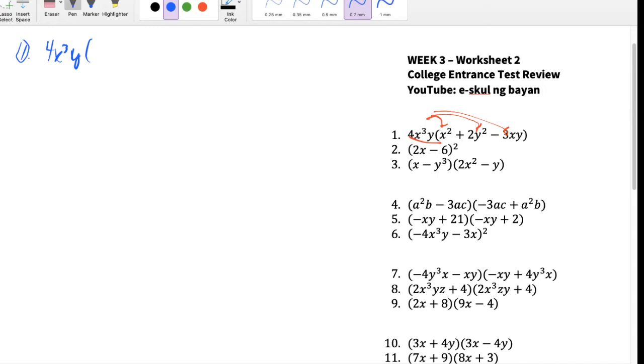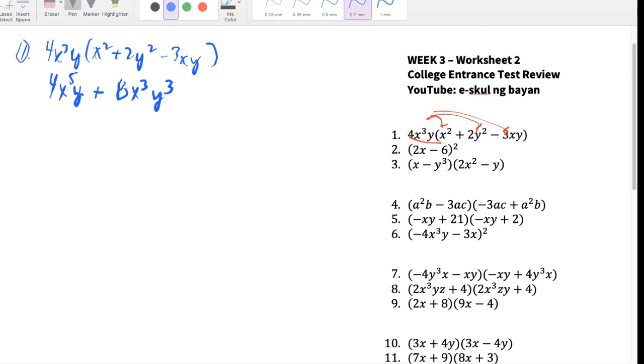x squared plus 2y squared minus 3xy. Okay, so x cubed times x squared magiging 4x raised to 5y. Okay? How about this one? We'll have plus 4 times 2, that's 8. X cubed, wala namang x dyan, so x cubed pa rin. Y times y squared magiging y cubed.